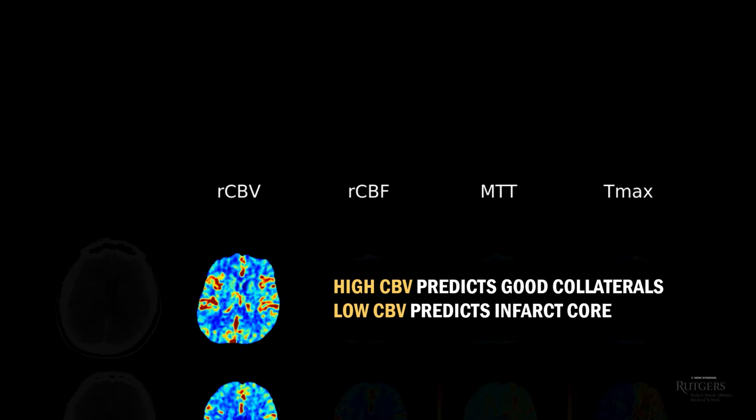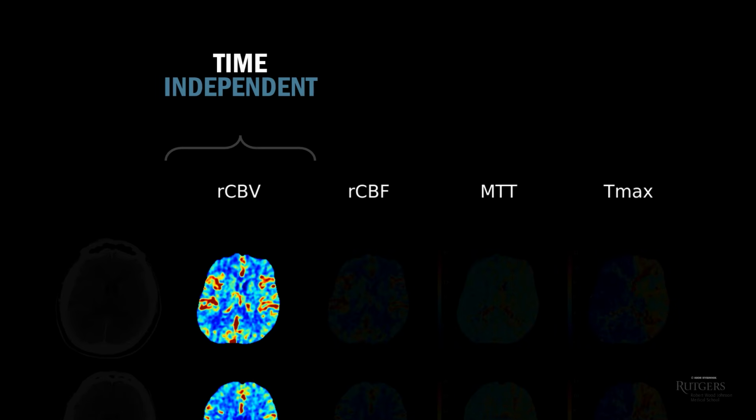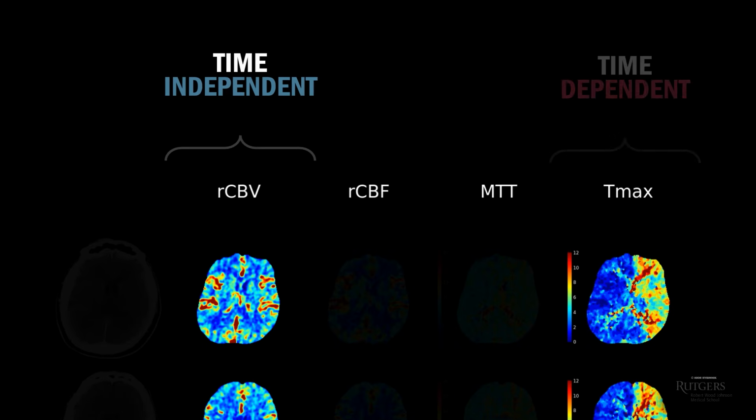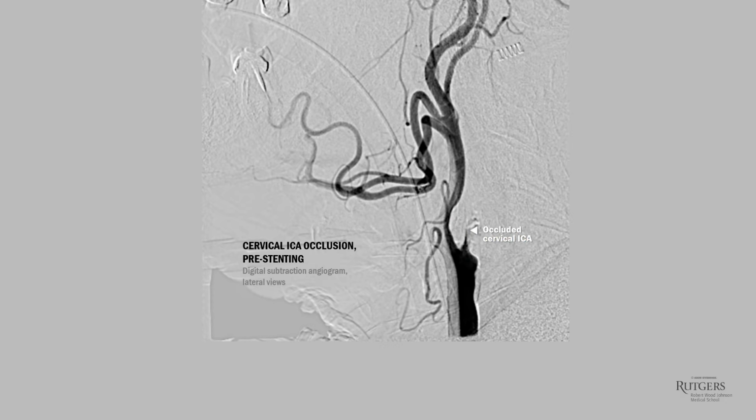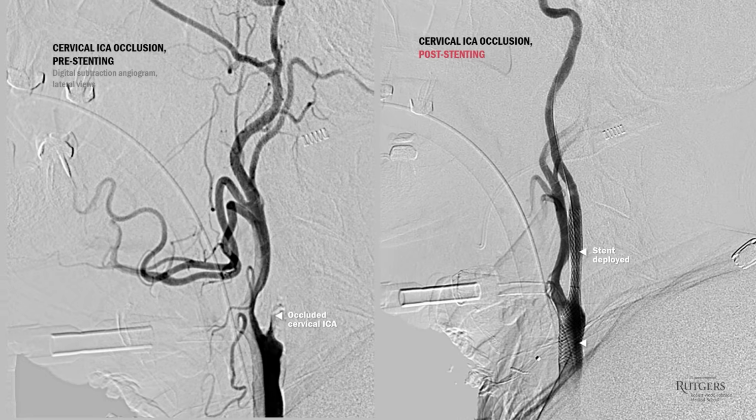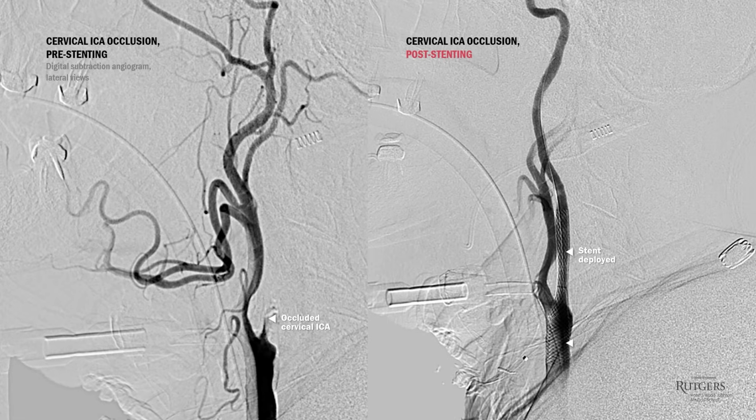So, cerebral blood volume is not time-dependent. Tmax is time-dependent. If source maps show delayed Tmax with preserved CBV, you're probably dealing with a chronic carotid high-grade stenosis or occlusion that's well compensated by collaterals. It is in this situation Tmax may overestimate the penumbra. That's what this patient had. The lesion was emergently stented because of patient's severe disabling deficits.